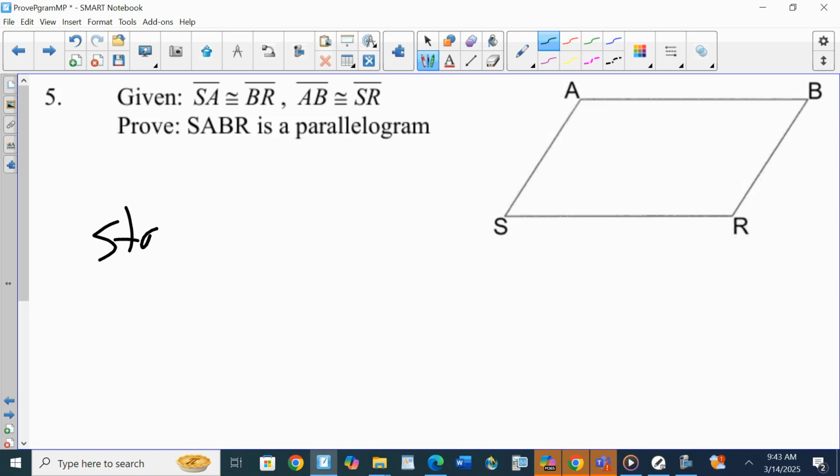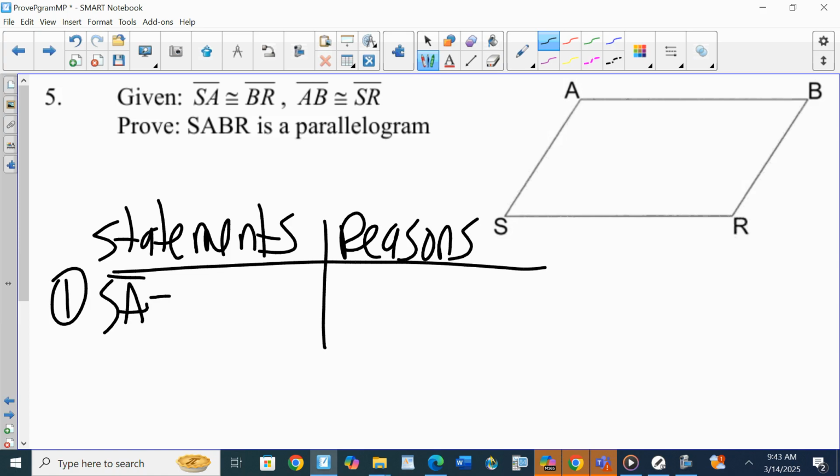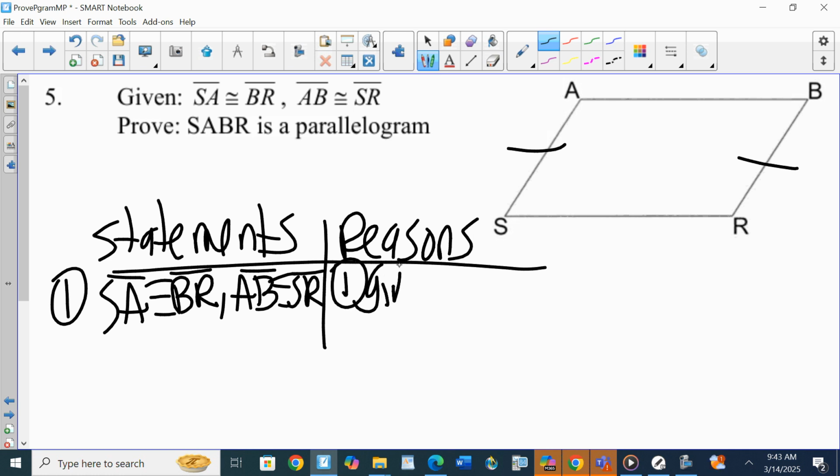Statements, reasons. SA is congruent to BR. AB is congruent to SR. Given. Do I have one of my 5 pictures? Yes, I do. I have 2 pairs of opposite sides congruent.